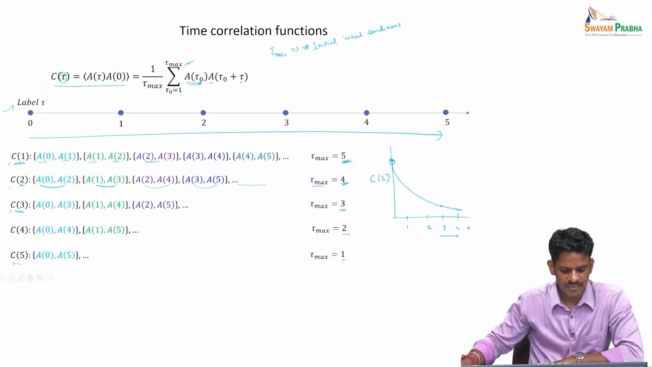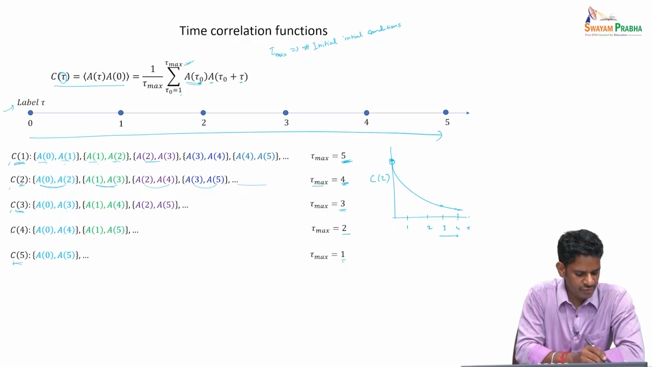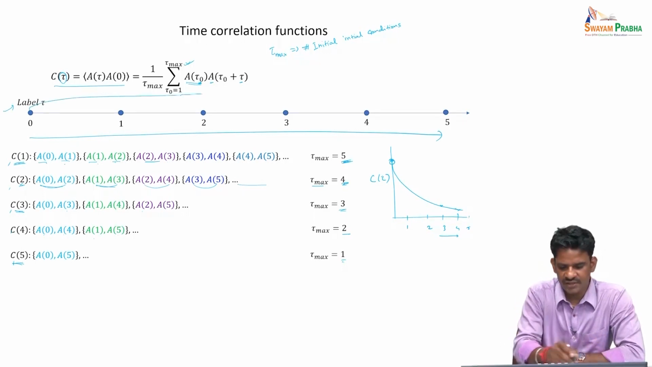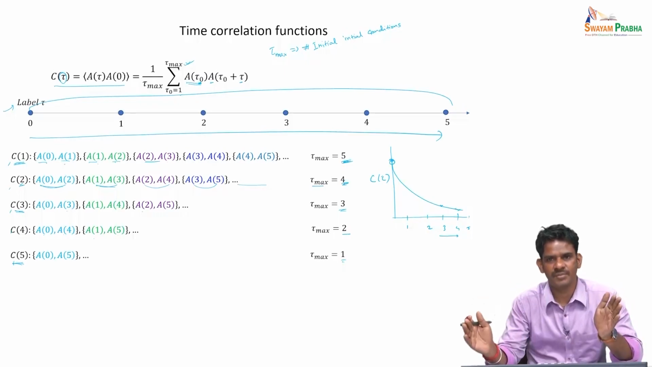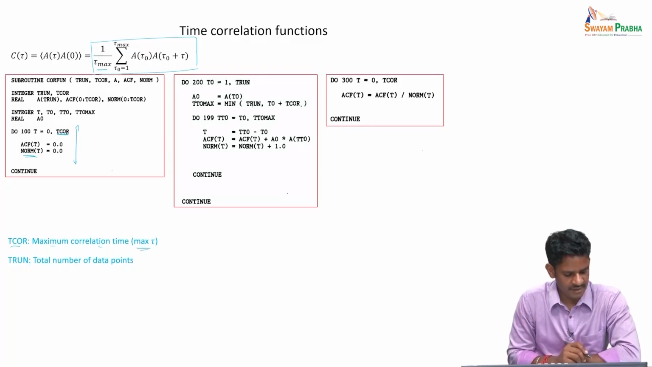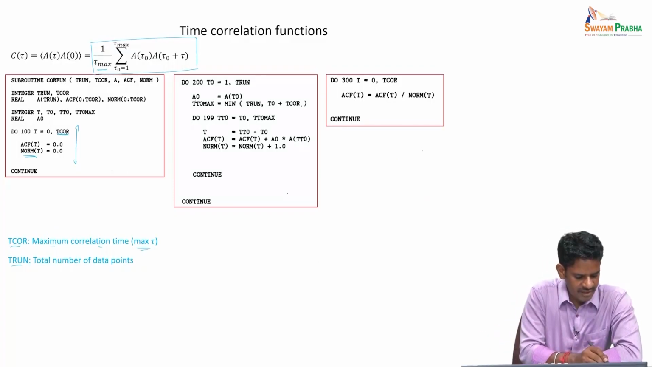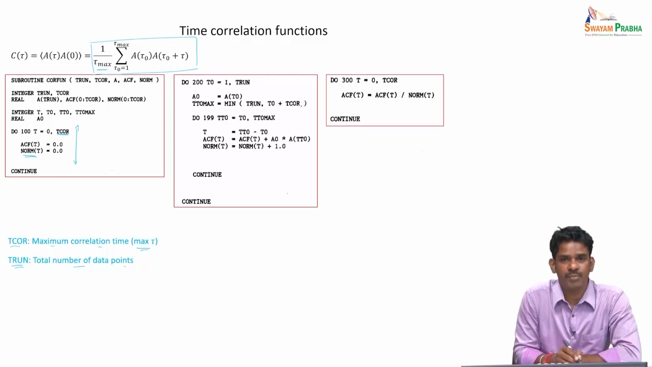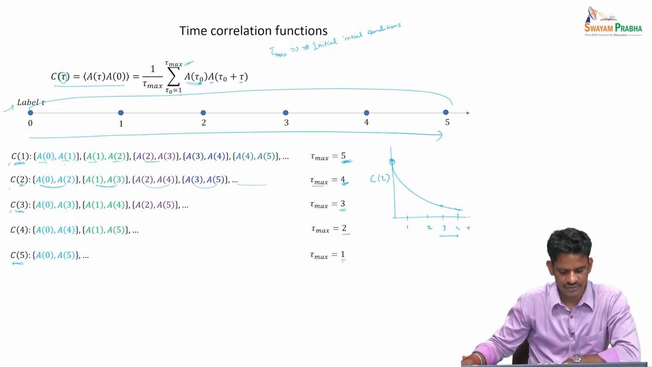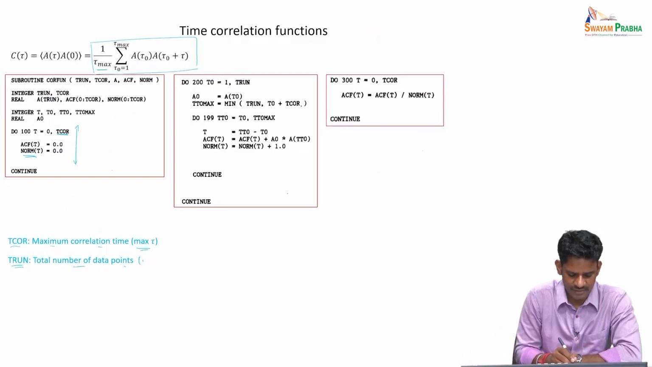So you can see in this particular data set, we can calculate up to a maximum of tau equal to 5, because you can take the first data and the last data, and they are separated by the maximum tau, which is 5 here. So tau core here is basically the maximum tau that we can calculate, and tau run is basically the maximum number of data points. In our case, we have about 5 data points, so that is also 5 here in both cases.